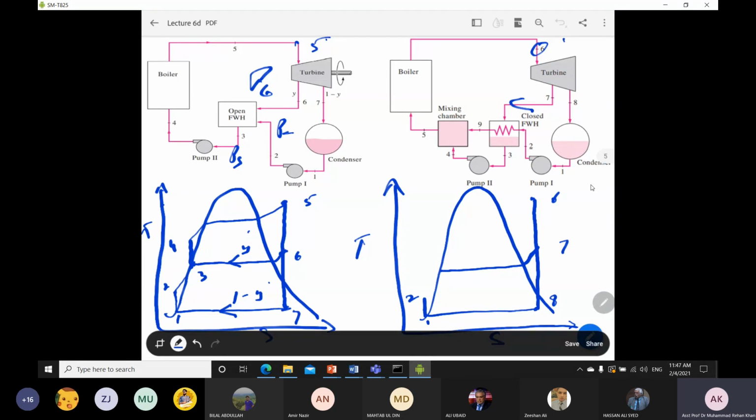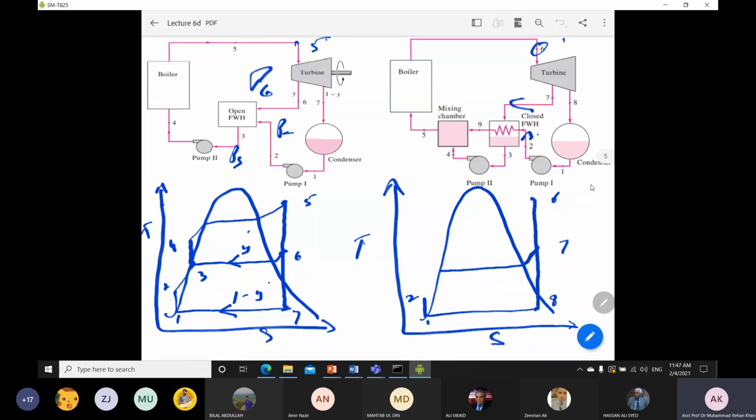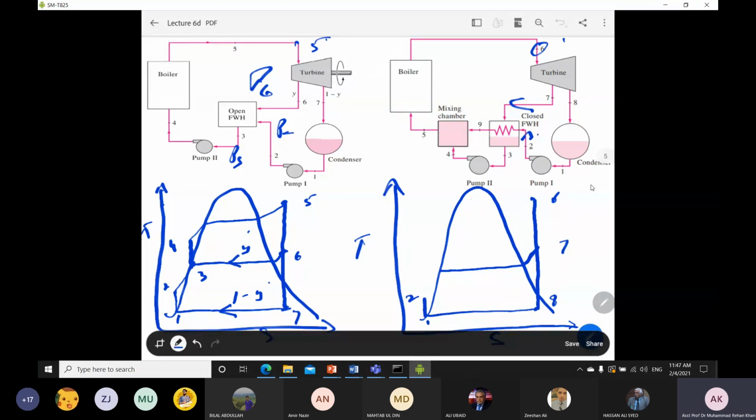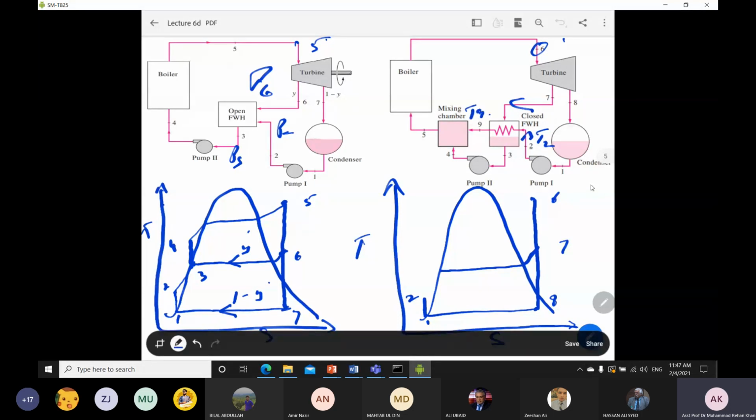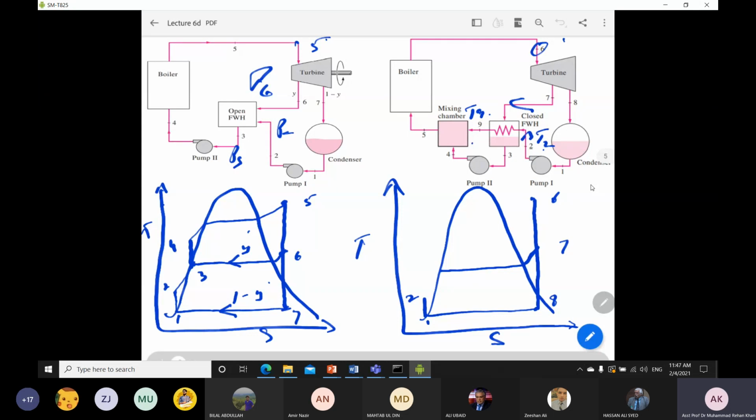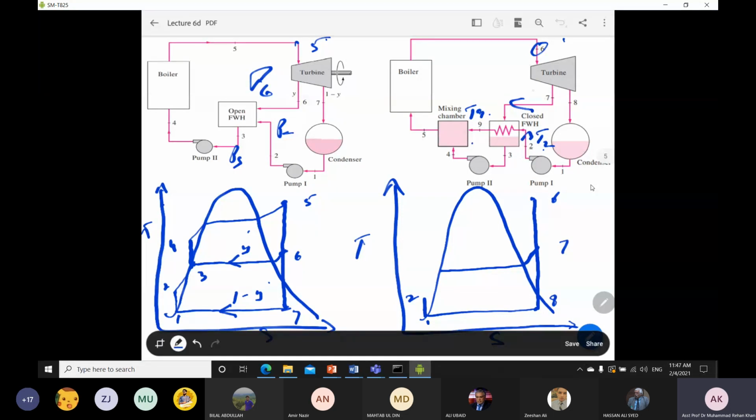Now coming to the main thing: how we can draw these points 9, 5 and 4. As we noticed, whenever point 2 exchanges heat inside heat exchanger number 9, the temperature T2 will be less than T9, because the temperature of 9 will be greater. And because there is no mixing there, the pressure P2 is equal to P9, because it is the same pressure line. Also, P7 is equal to P3.